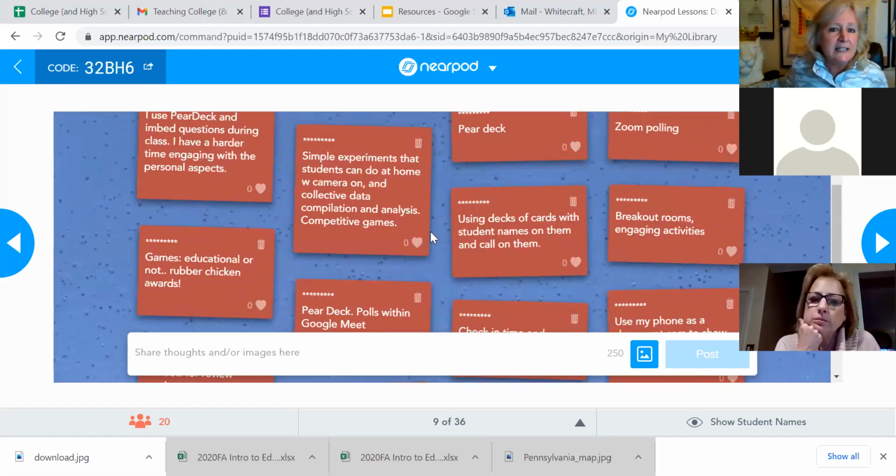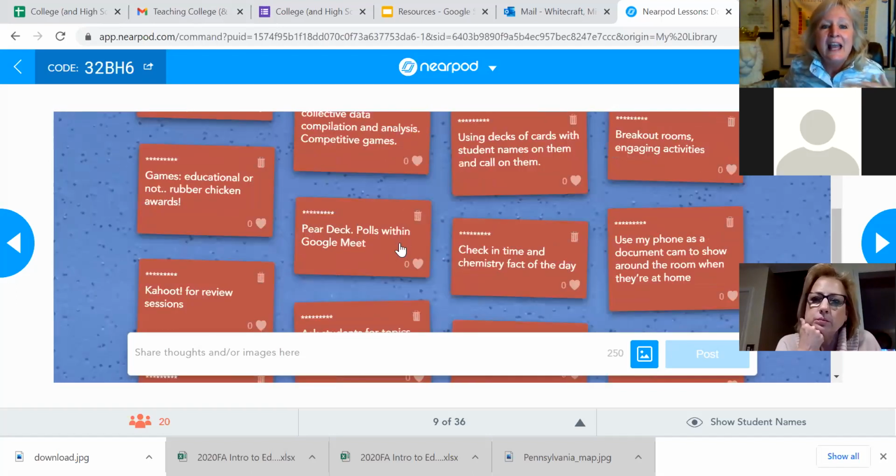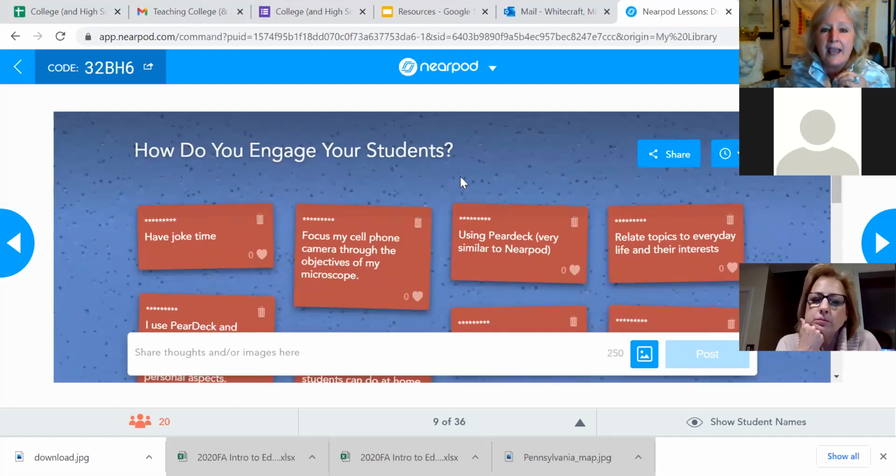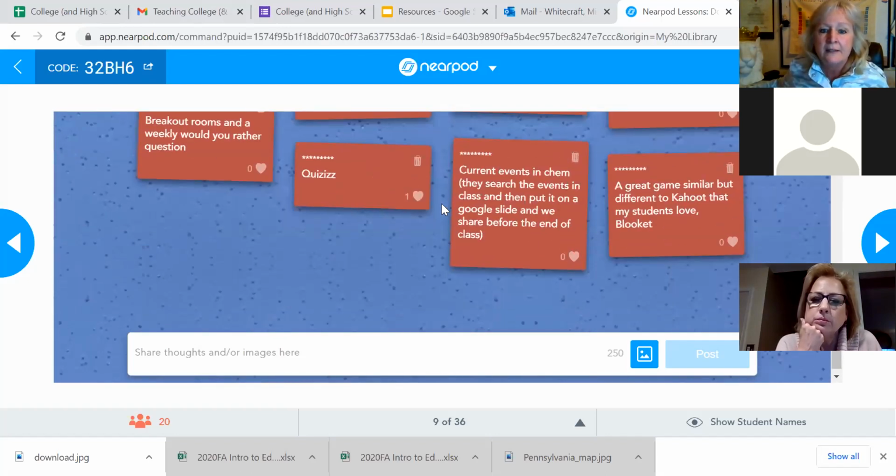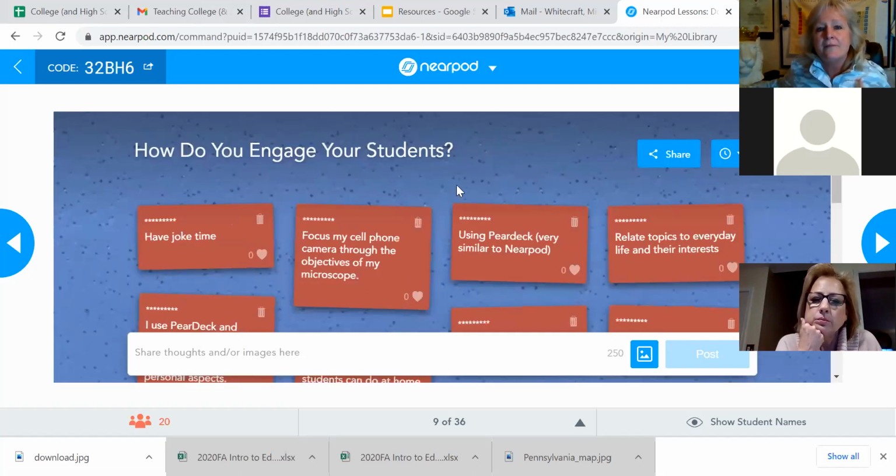And it's just like a sticky board that you can use. And then at the end, you get an Excel spreadsheet with everyone's comments on it. So it's really nice to have.